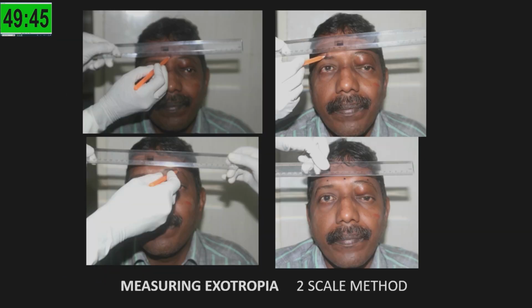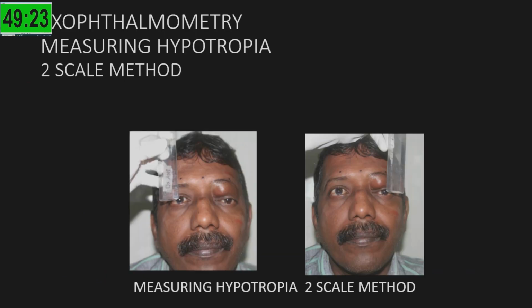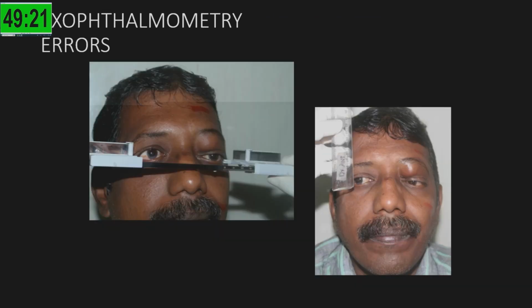so that you can compare the increase or decrease later. And when you are measuring exotropia, you can take either a 2-scale method, or here I am using only 1 scale. You measure the distance of the displacement of the pupillary reflex from the center point on the forehead. You can keep 2 scales, but that will be too cumbersome. You may require an assistant. And hypotropia can also be measured like this.